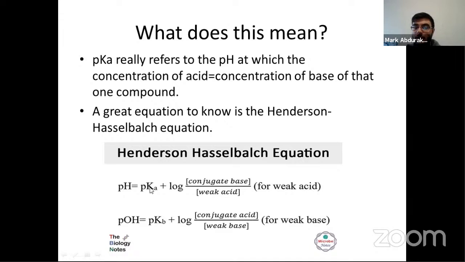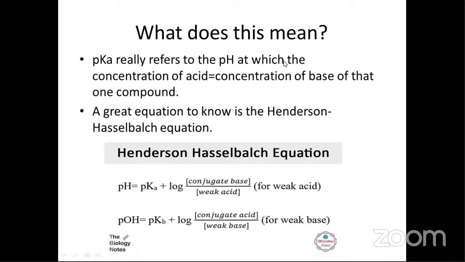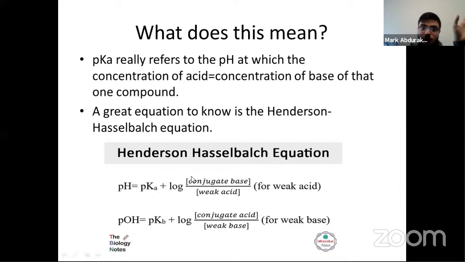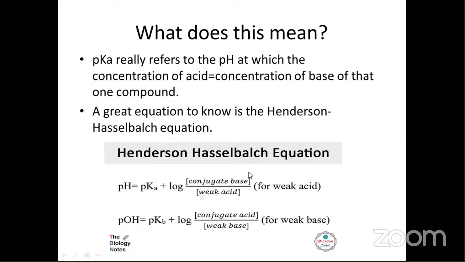Okay. Any questions about anything? I have a question. Where it says conjugate base and weak acid, that's referring to their concentrations, right? Yes, so this is for future reference. Whenever you see these hard brackets with something inside them, it means concentration. The brackets are a symbol of concentration. Okay, thank you.